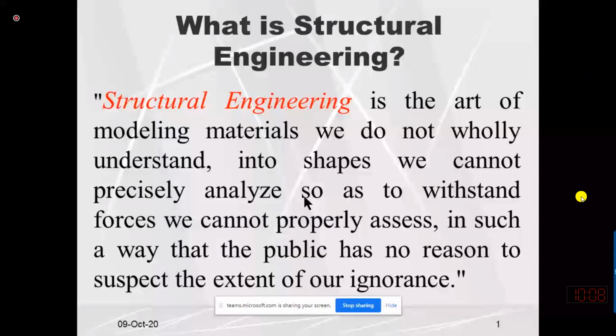The structure should be stable. So in this whole process, what are we doing, what information is required, and how many approximations are we making? For example, first of all, we compute the load: how much load is acting on a certain structure. How can we estimate the load?